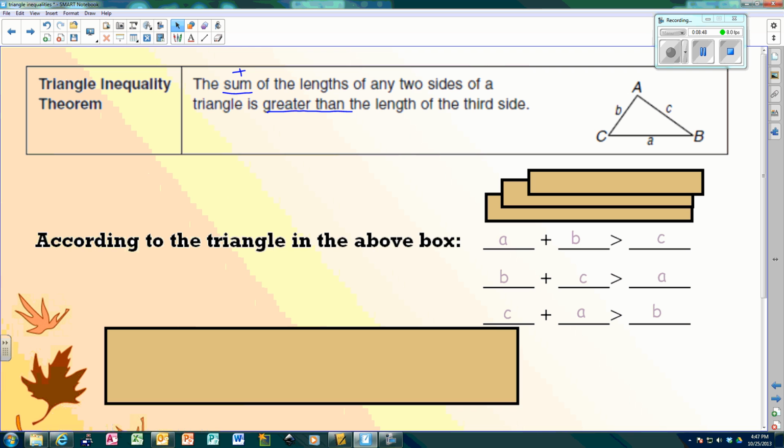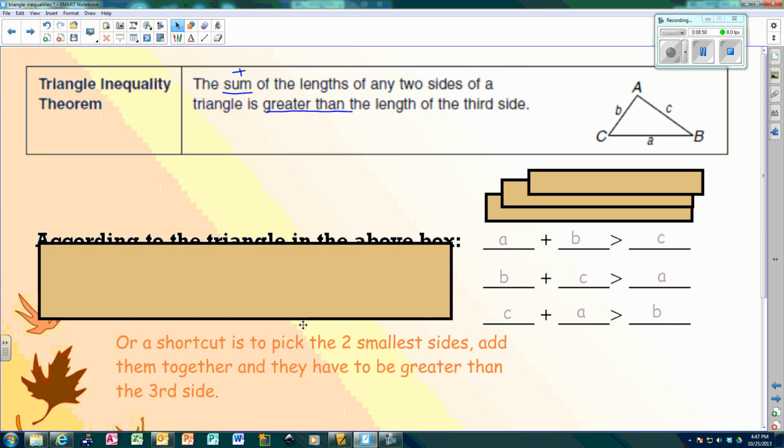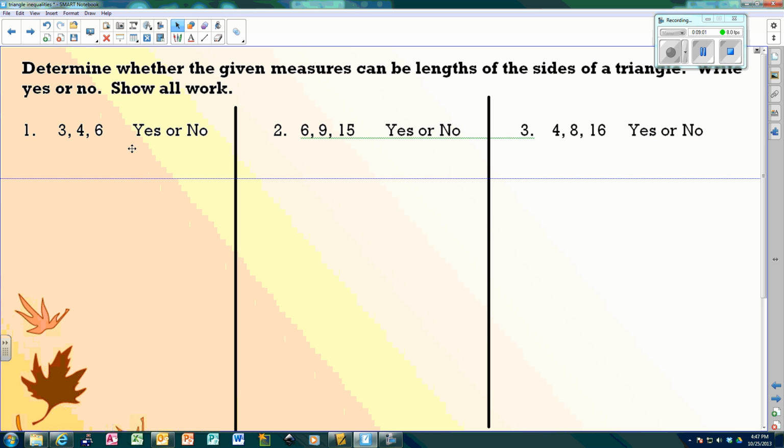But I have a shortcut for you. The shortcut is to pick the two smallest sides, add them together, and they have to be greater than the third side. So we're going to practice. We're going to determine whether these three numbers can make a triangle. Can it really be a triangle? Just because they give you three sides, does that mean it is a triangle? So you pick the two smallest. So which two are smallest?